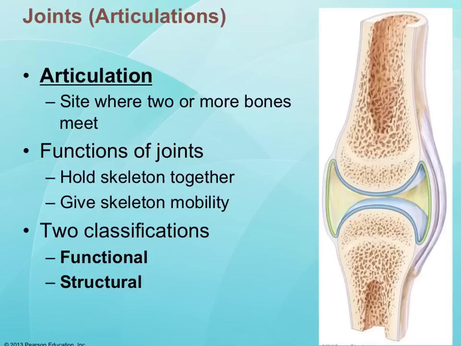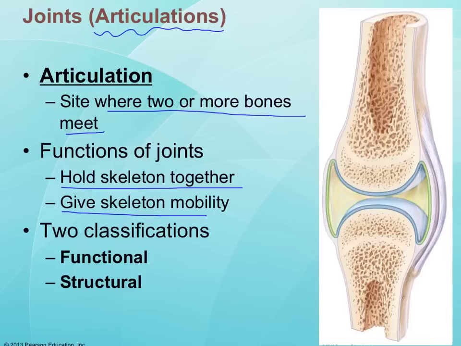The professional term for joint is an articulation, which is a site where two or more bones meet together. That is an articulation, or we say a joint. Since the articulation connects bones together to form the skeleton, the articulation functions to hold the skeleton together, and also it gives the skeleton mobility.